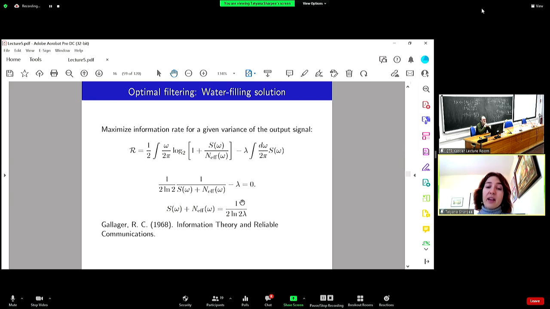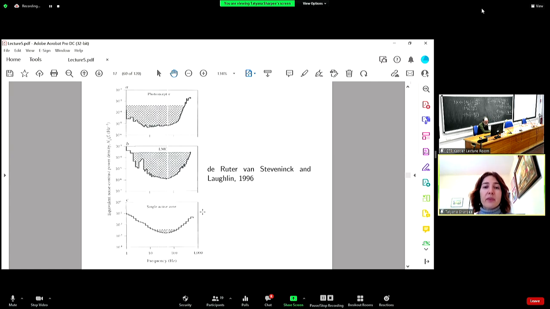So that's the idea behind the water filling solution. You think of noise as the shape of some kind of a vase that is holding water. And then the signal is what I'm putting into this vase, and the sum of the signal plus noise has to be equal to a constant.